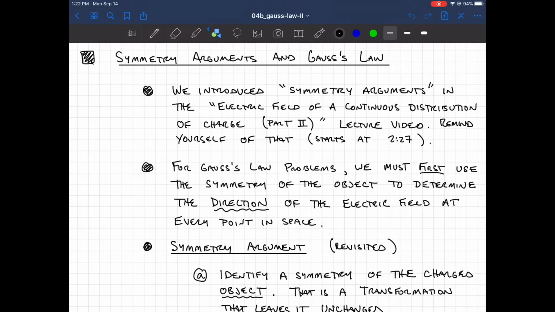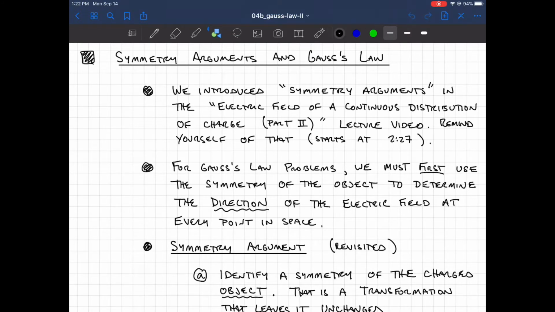We introduced symmetry arguments before, and the idea of symmetry arguments is to simplify your life by understanding what the electric field must look like based on the symmetry of the charged object. And as I mentioned, you should take a look back at where this was introduced in the electric field of a continuous distribution of charge. That was part 2, and I think it starts at 2 minutes 27 seconds. There's a link to it in the description of the YouTube video.